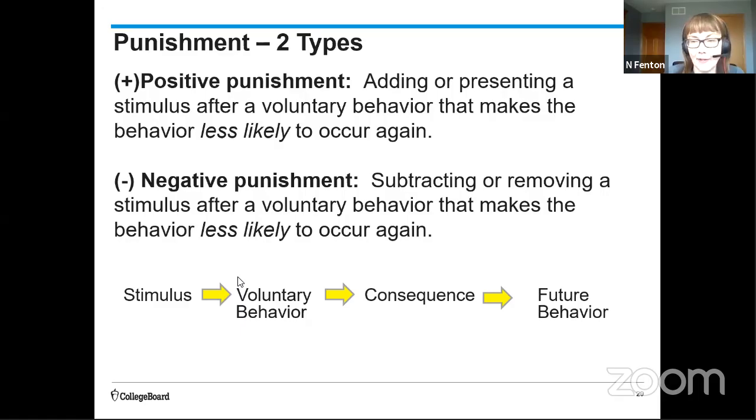If it was a negative punishment, it might be, there's a football game, that's a stimulus, and Aaron fumbles the ball during, maybe it's practice, and as a consequence, the coach says he cannot start in the next game. He's going to lose, subtraction, of his starting position. So in the future, again, he's going to fumble less frequently.